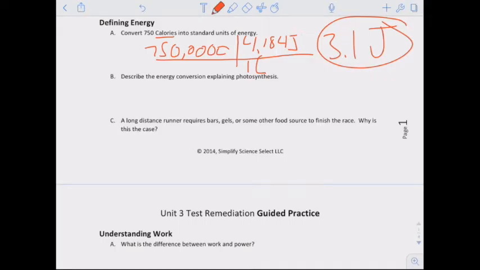It says describe the energy conversion, explaining photosynthesis. So we have our radiant energy that is absorbed by the plants, turning our carbon dioxide and water into the chemical potential energy of our sugar, which is then used to fuel the plant. C says a long distance runner requires bars, gels, or some other food source to finish a race. Why is this the case? Because they run out of energy, using up all of their calories to move their muscles and convert chemical potential energy into kinetic energy.